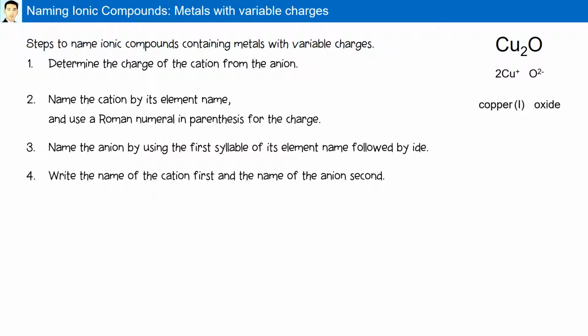Finally, we write the name of the cation first and the name of the anion second. Here we have copper 1 oxide. Key note: copper 1 oxide is written as Cu2O. The 2 does not denote what's in the parenthesis. The 2 just implies how many copper atoms are present.